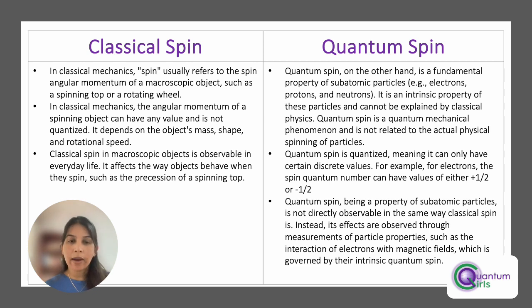Classical spin in macroscopic objects is observable in everyday life. It affects the way objects behave when they spin, such as the precession of a spinning top. Quantum spin, being a property of subatomic particles, is not directly observable in the same way as classical spin is. Instead, its effects are observed through measurement of particle properties, such as the interaction of electrons with a magnetic field, which is governed by their intrinsic quantum spin.